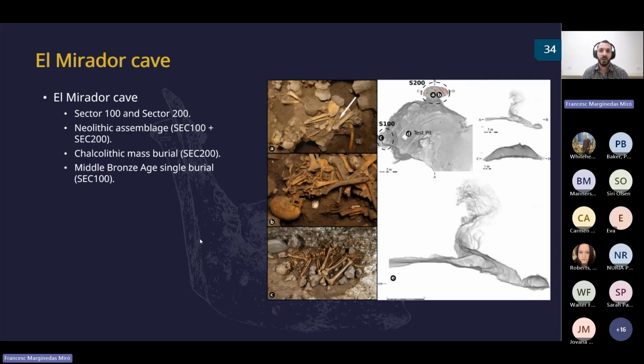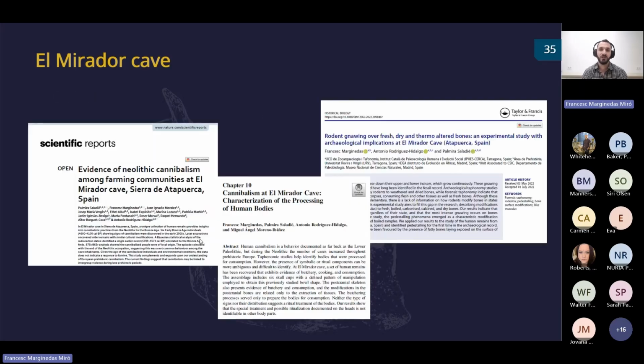In the new areas, a Chalcolithic mass burial was found in Sector 200, which is not related to any type of cannibalism. There are more than 30 individuals, and then there's a Middle Bronze Age inhumation in Sector 100 that is also not related with cannibalism at all. However, below both the mass burial and the individual inhumation, new specimens showing signs of manipulation started to appear about 5-6 years ago.